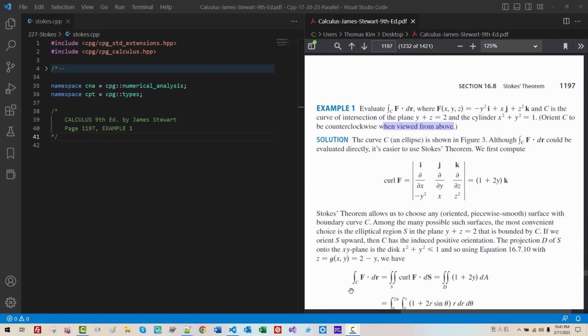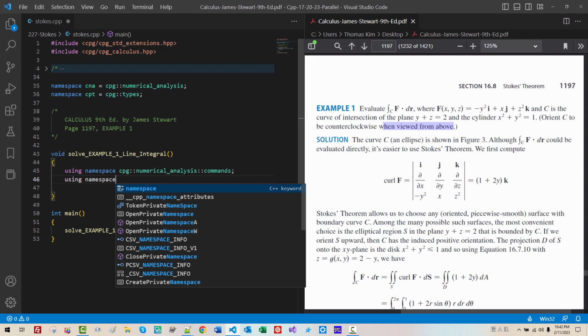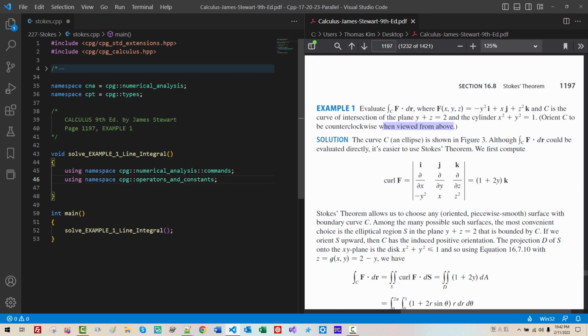I will arrange like this. We will solve this problem in three different ways. The left-hand side is the integral of F dot dr along the curve C counterclockwise. This is the first method. void solve example 1 line integral. Int main, copy the function name, paste it in function main. We need using namespace CPG numerical analysis commands. Using namespace CPG operators and constants.